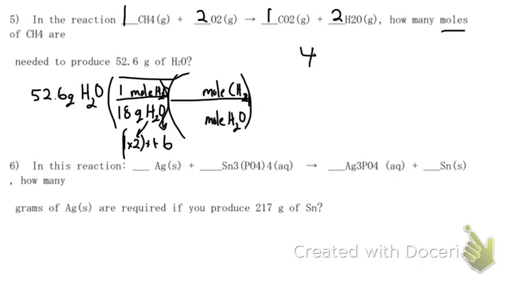Final answer. So now in front of methane, I have a 1. So in front of moles of methane, I put a 1. And in front of H2O, I have a 2. So in front of H2O, I put a 2. And then it's 52 divided by 18 divided by 2. 18 times 2 is 36. So 52 divided by 36 is going to be right around 1.5. I'm going to call it 1.5.